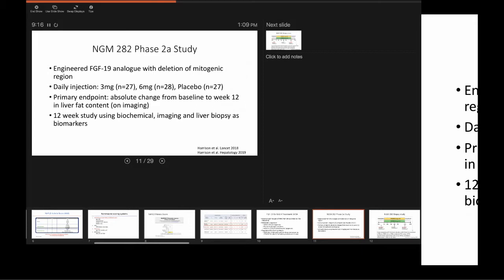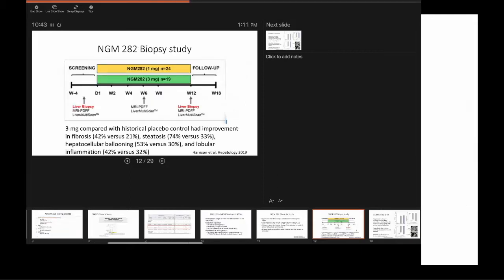So I'll kind of lump them all together for you. But this was the biopsy study where they really just focused on 1 and 3 milligrams. And they did MRI PDFF.